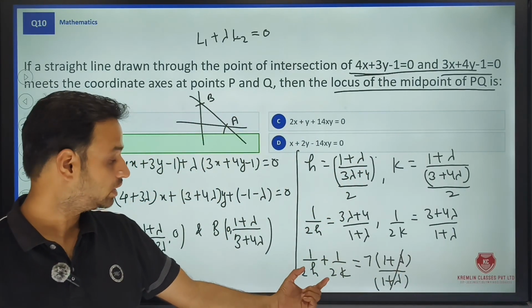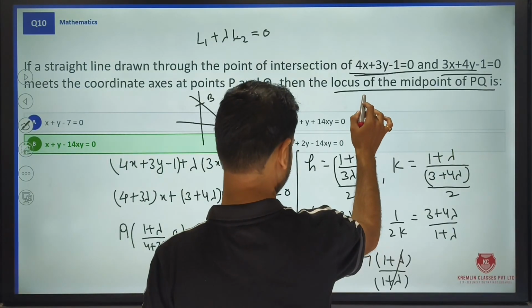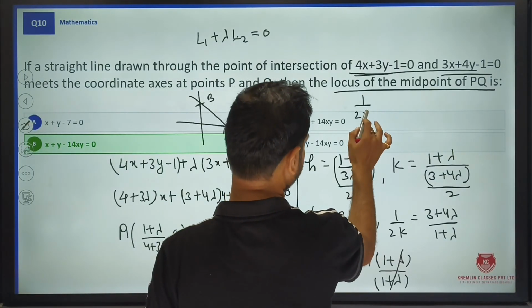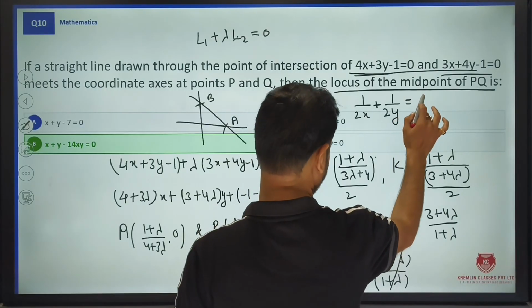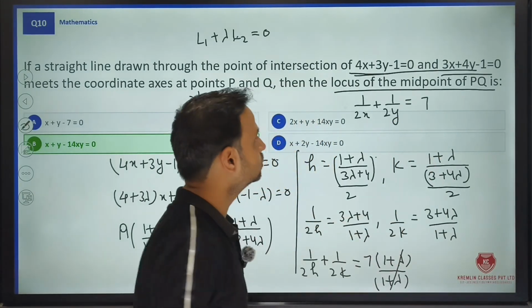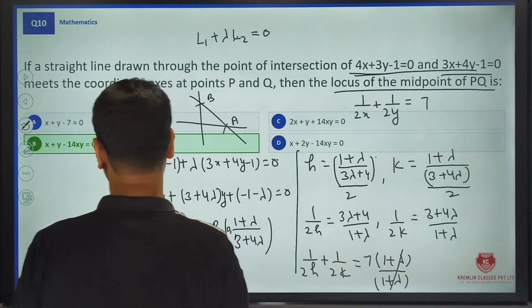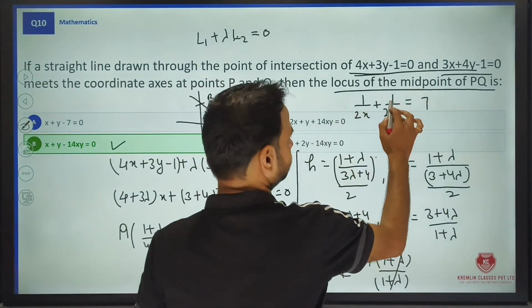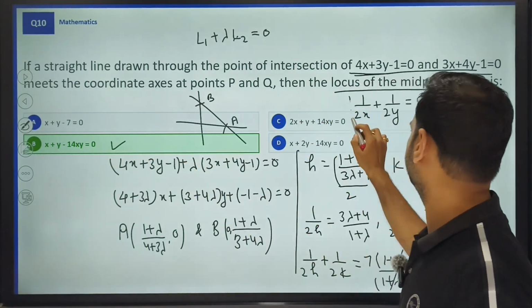We can simply write that 1 by 2h, meaning 1 by 2x, we have to replace h and k by x and y, and this is 7. So the answer is x plus y minus 14xy. So this is the right answer when we solve it.